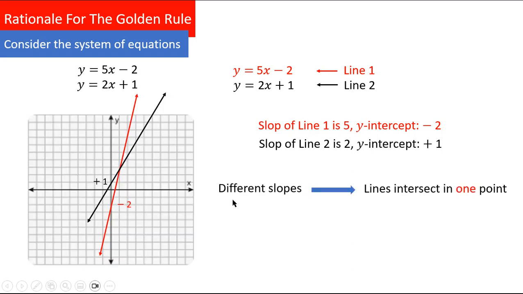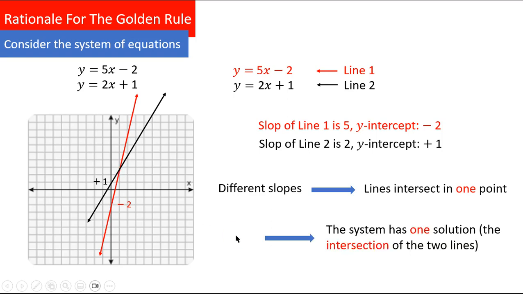So you have different slopes, so the lines will intersect in one point. This is my first line, this is my second line, the slopes are different, then they must intersect somewhere, and that's where they intersect in this situation. So the system has one solution, which is the intersection of the two lines. They want you to know that.